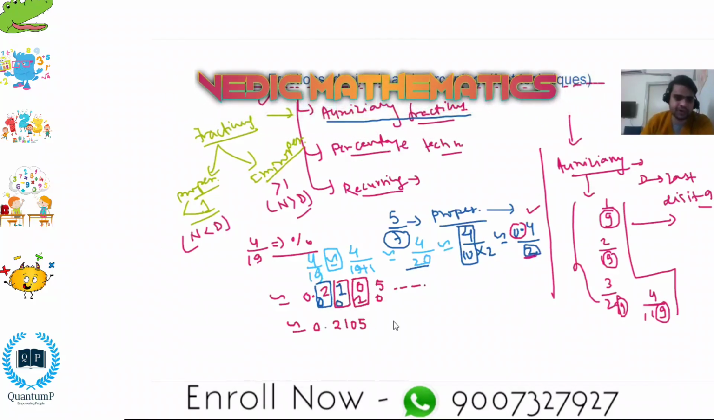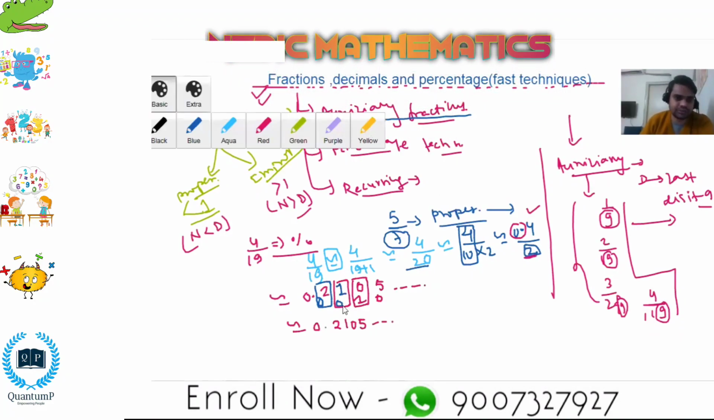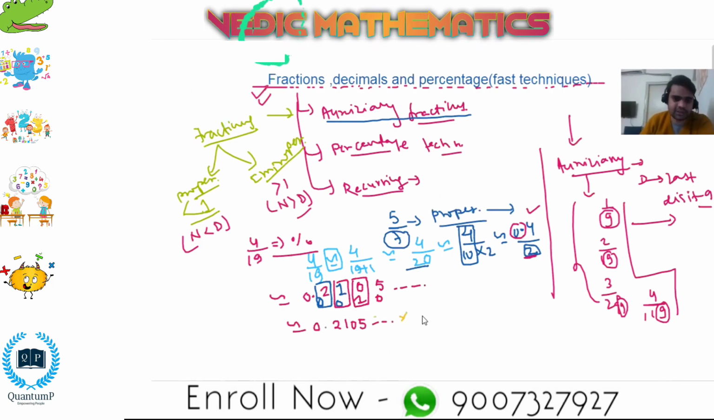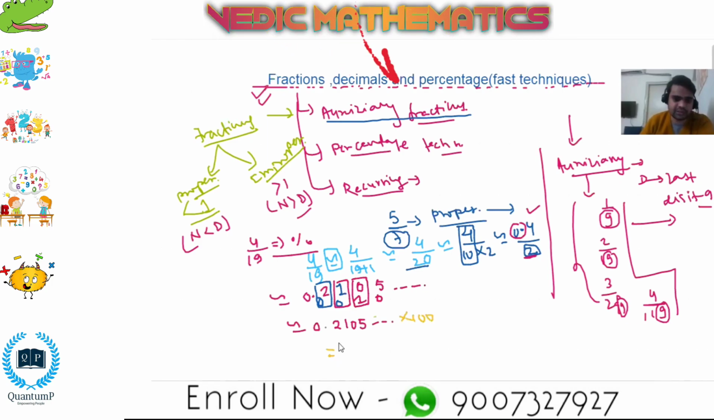Dot dot dot. So if you multiply this with 100, the point will shift to after 2 digits, so it will become 21.05 percent. See how easy and how amazing it is.